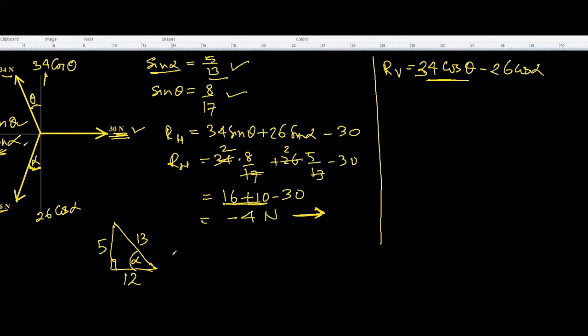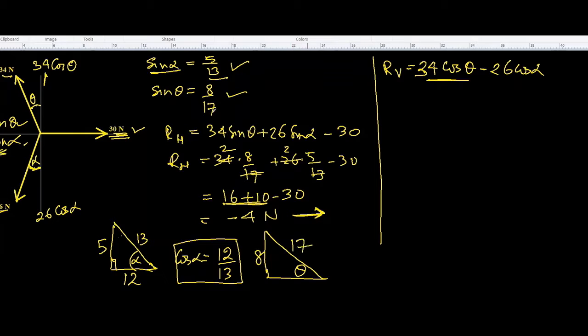So cos alpha will be adjacent 12 over hypotenuse 13. So we got cos alpha. Similarly, we'll find sine theta, cos theta rather. Let's say this is theta. And sine theta is opposite 8 over hypotenuse 17. Okay, this is opposite over hypotenuse.